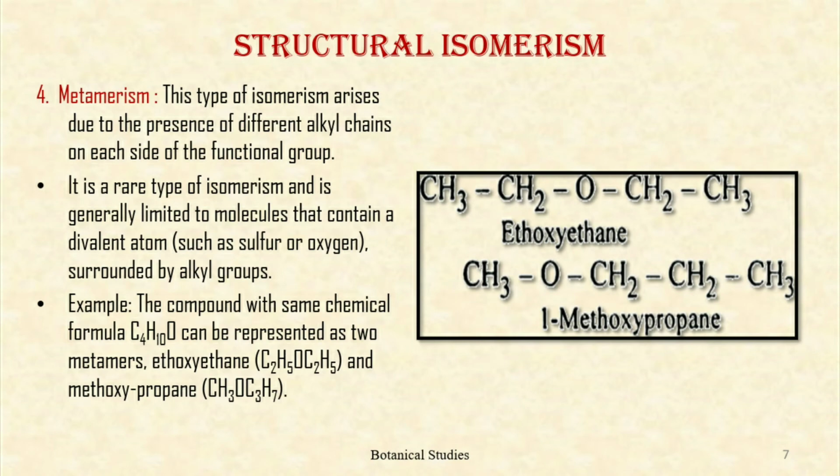The fourth structural isomerism is metamerism. This type of isomerism arises due to the presence of different alkyl chains on each side of the functional group. It is a rare type of isomerism and is generally limited to molecules that contain a divalent atom such as sulfur or oxygen surrounded by alkyl groups. For example, the compound with chemical formula C4H10O can be represented as two metamers, ethoxyethane and methoxypropane.